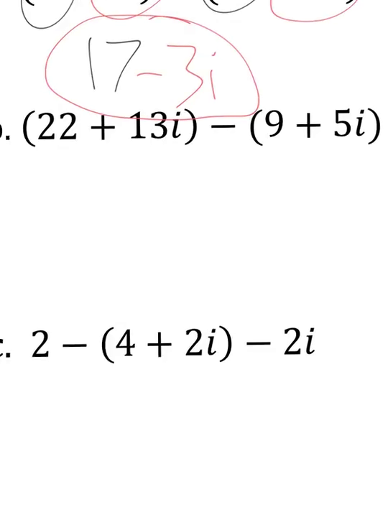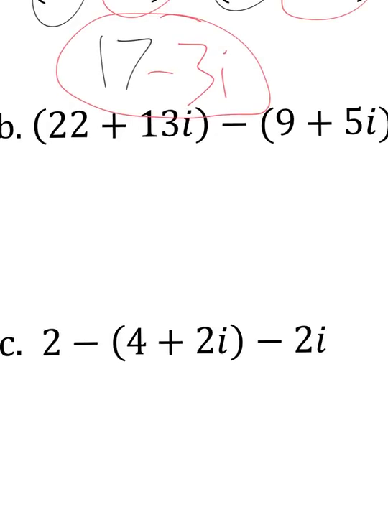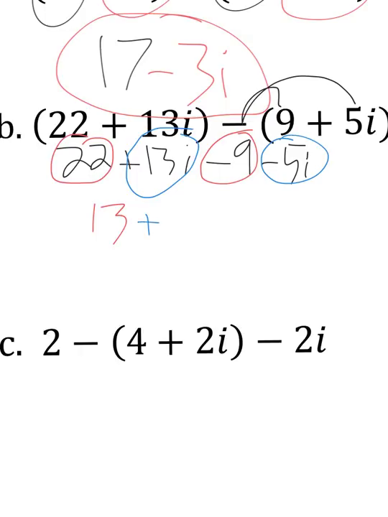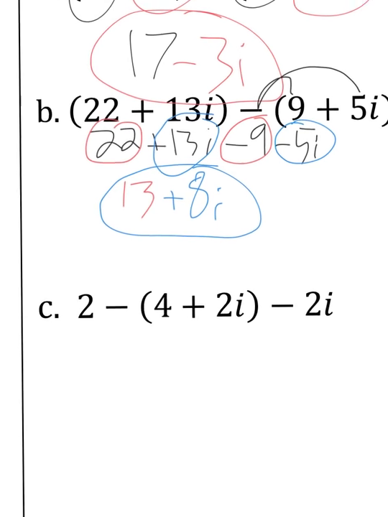Next one. So, a lot of people mess up on these, so before I actually do anything, I'm going to distribute this negative, and then I'm just going to write everything on one line. So what's 22 plus 13i minus 9 minus 5i? So now I'll do like terms. 22 minus 9 is 13. And 13i minus 5i is 8i. So I'll write plus 8i since it's positive. And that's the final answer there.